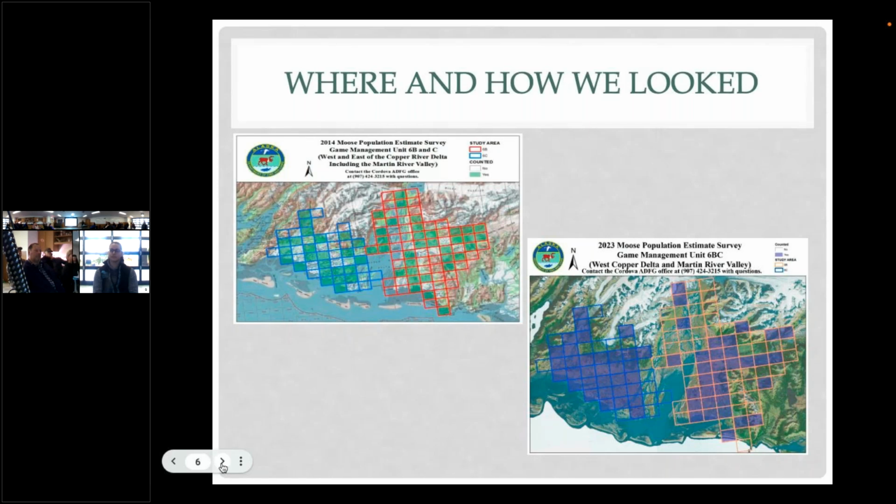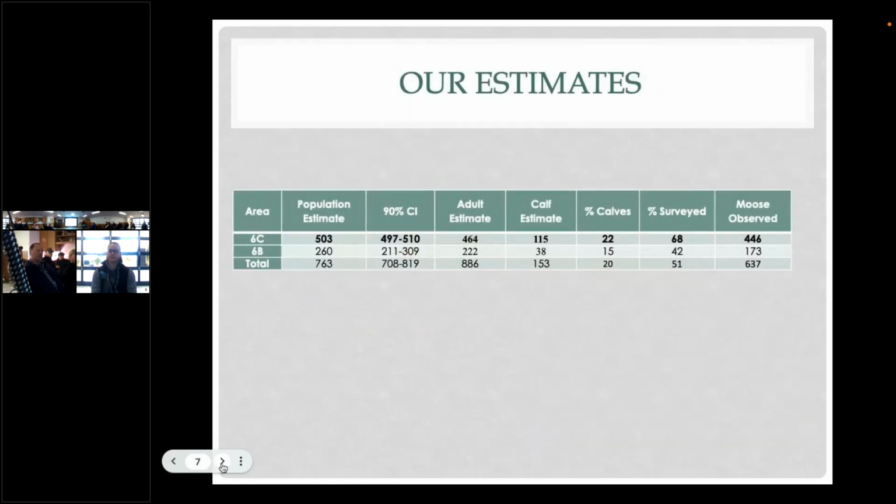So we've shifted our effort to really focus our time more in the areas where we expect the most to be. So now get into the numbers. The numbers that I bolded here are the estimates for the West Delta 6C. So the population estimate settled out at 503 moose.